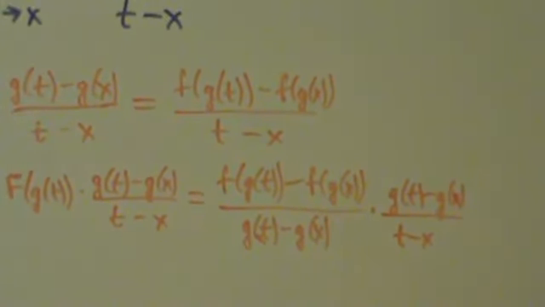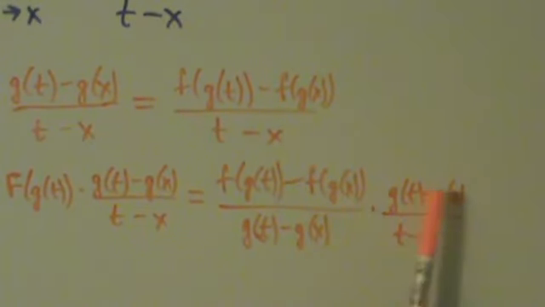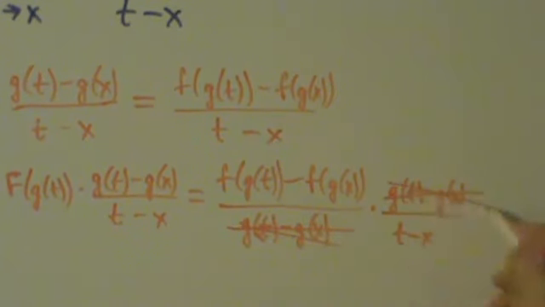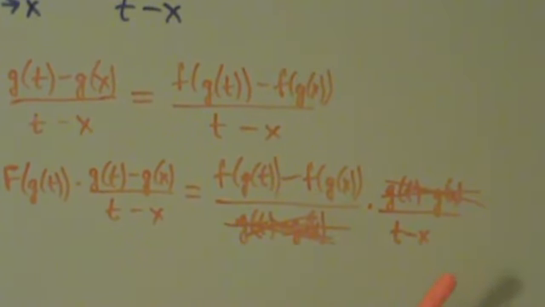Well, now this over g of t minus g of x times g of t minus g of x over that. So g of t minus g of x, they cancel, right? And how do we know that's okay? Well, first of all, why wouldn't it be okay? Well, it wouldn't be okay if this were ever 0, because then we'd be dividing by 0, right?